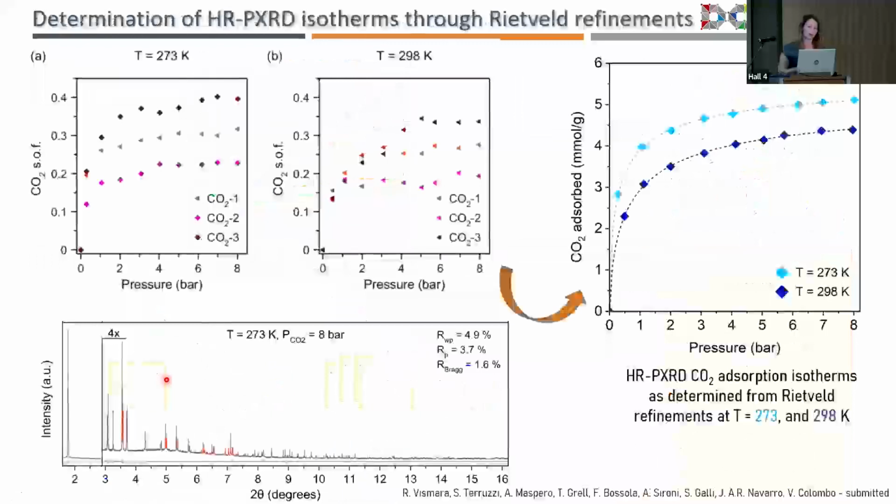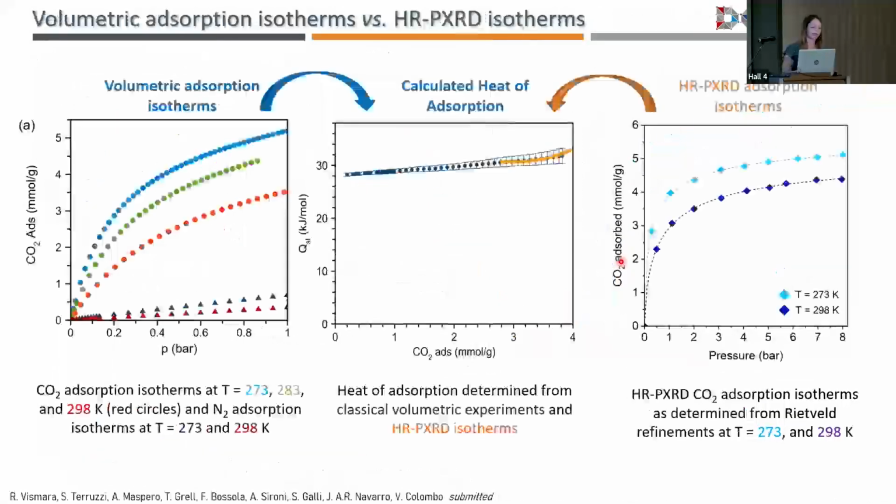Okay. But what is more interesting of this work is that from the determination of the occupancy of the CO2 molecules, we were able to build the CO2 adsorption powder X-ray diffraction adsorption isotherm, as we call them. And by applying the Langmuir model, we were able to model the isotherms, which means that from the modeled isotherms, you can also calculate the heat of adsorption of this process.